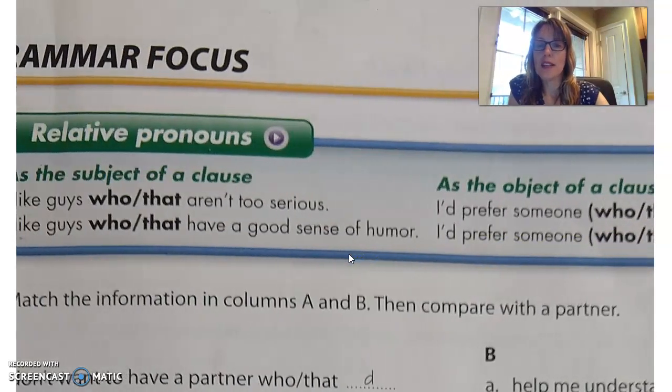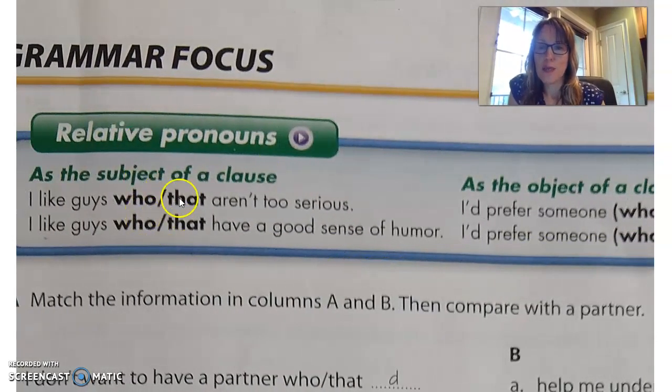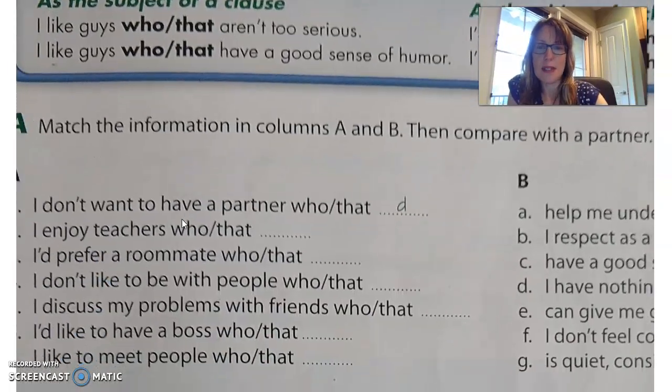Okay, over here, the relative pronoun is the subject of the clause. We know that because immediately after is a verb. Okay, so do not omit relative pronouns that are subjects in an adjective clause. Let's look at some examples.